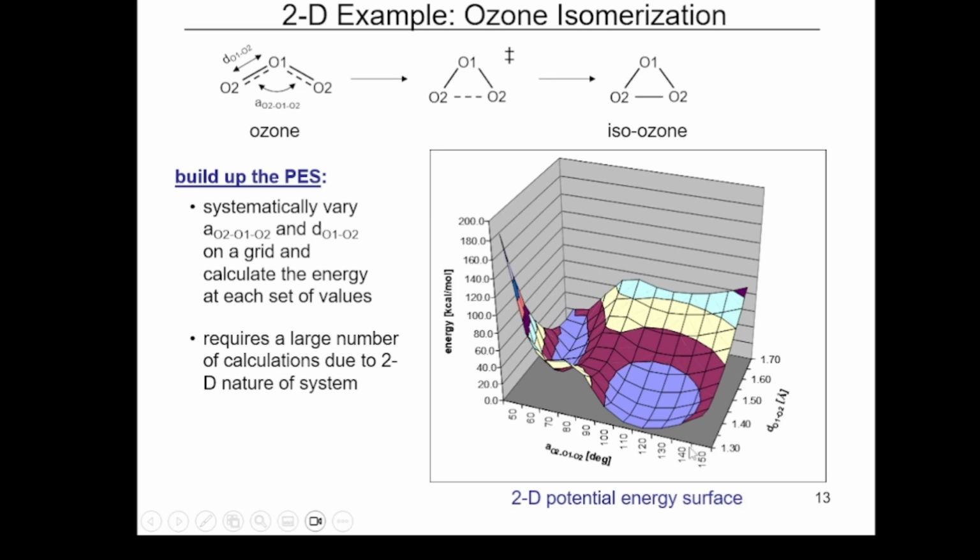Let's say you make 40 points here, or 40 steps here. In that case, to construct this diagram, you need 1600 calculations, 40 into 40. And if you further decrease the step size, maybe 50 into 50, then you probably require 2500 calculations to construct this potential energy surface diagram. This is the case with 2 variables, and the situation can get even more complex if we have more than 2 variables.